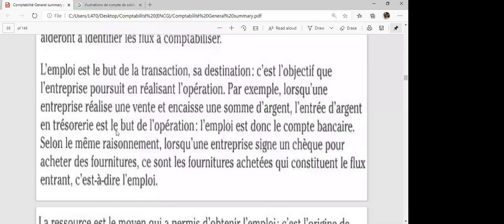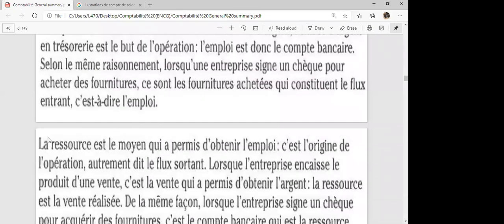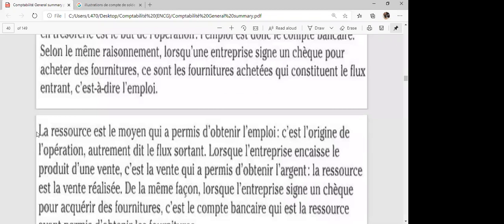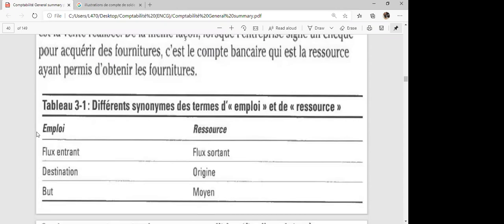So we move on to a simple note here: la ressource. La ressource est le moyen qui permet d'obtenir l'emploi. So the resource is the means by which you buy the emploi. An example of a transaction would be bought goods by cash. So the cash is a resource. The cash is what we use to acquire the goods, which is the simplest way I can explain it.